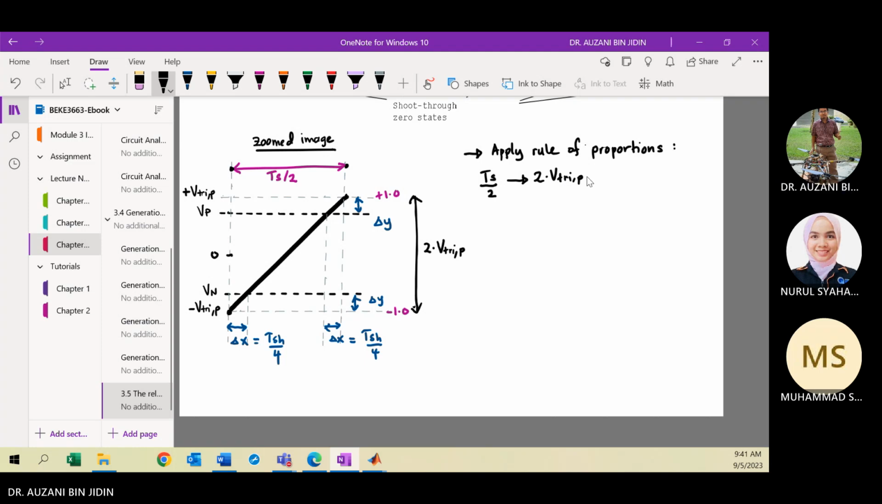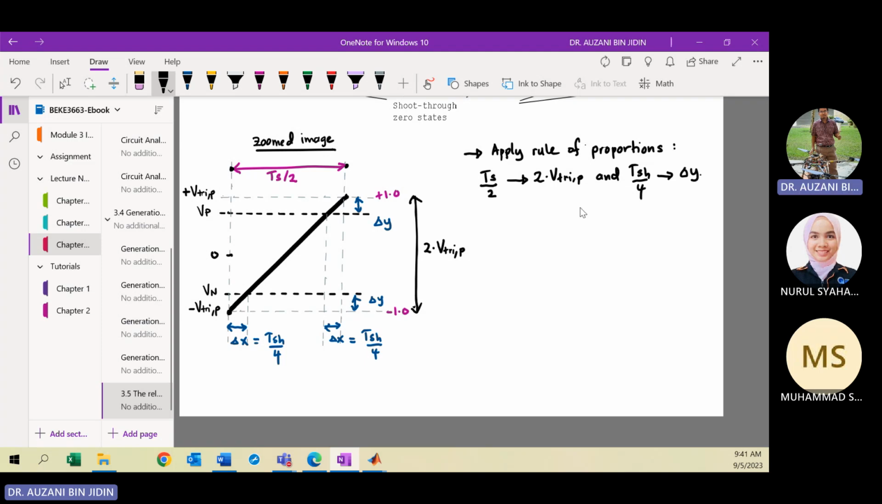Clear? And apa lagi satu? And you can relate what? Change of x, where the value is shoot through period divided by 4. So it is proportional to what? Change of x and change of y lah. Right, change of x is proportional to the change of y. Clear?